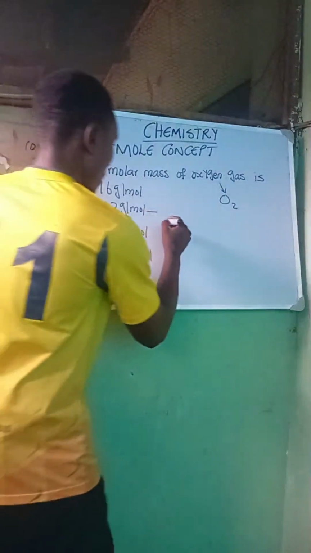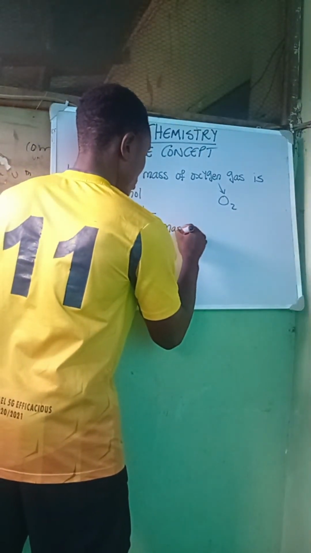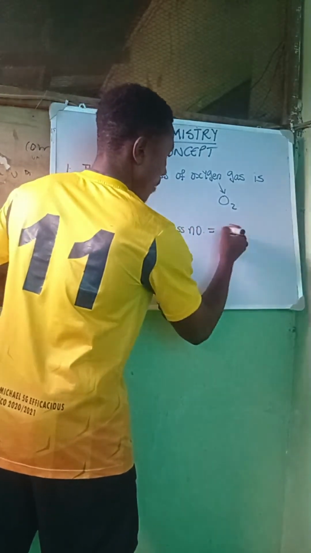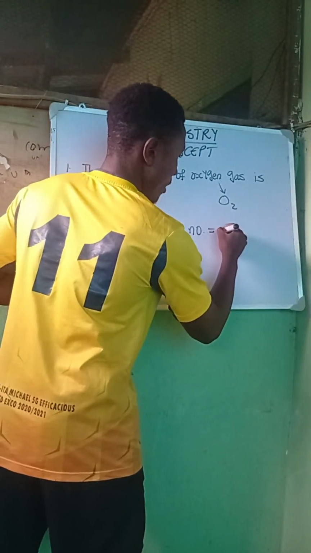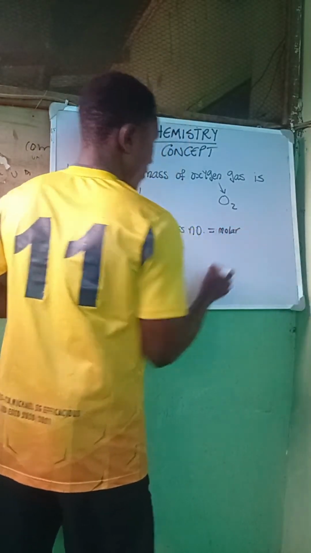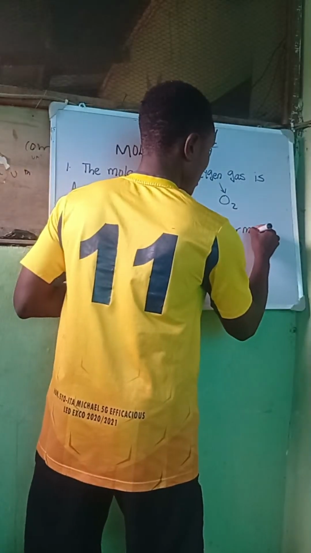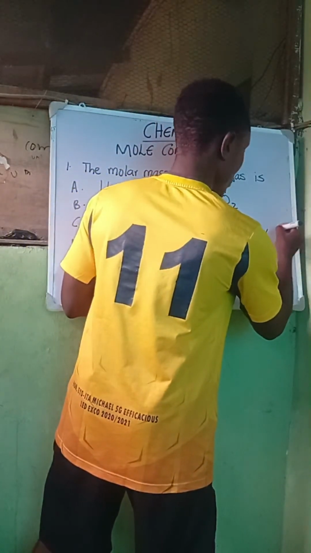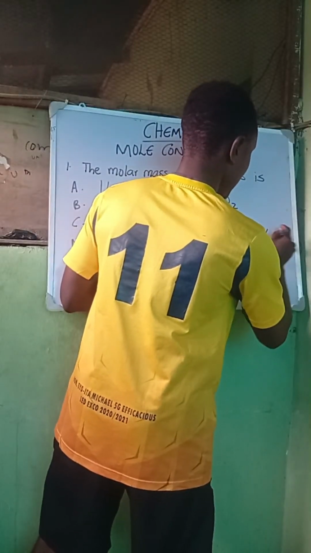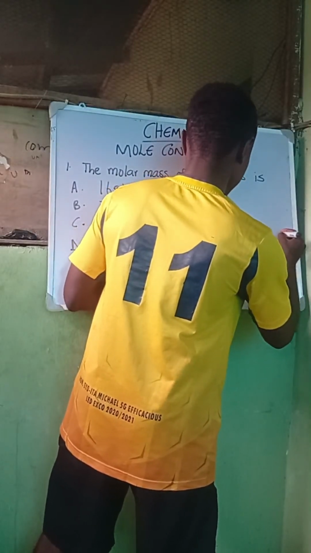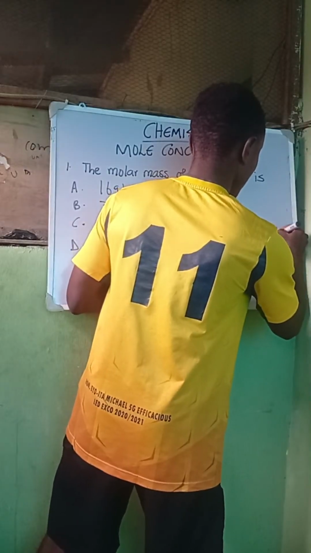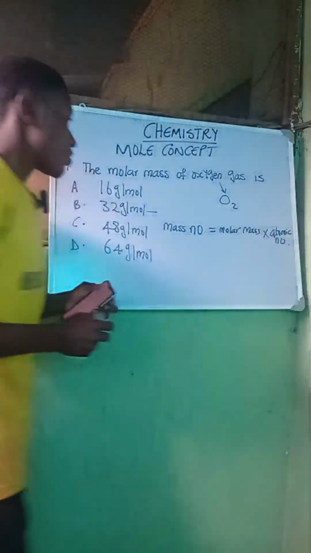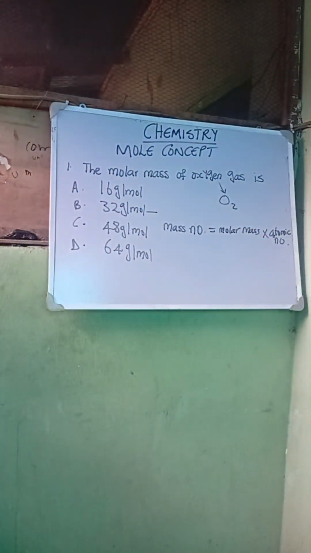We say mass number equals molar mass, molar mass times atomic number, right? So it says molar mass or mass number equals to what?